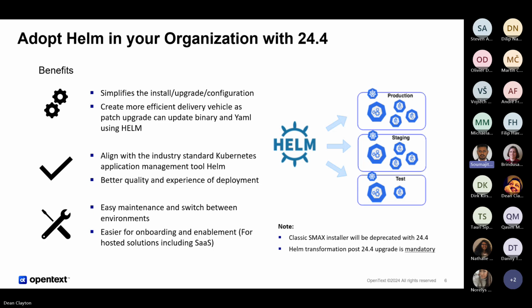When you move from any version lower than 24.4, the first thing you need to do is a classic update or classic upgrade to 24.4 and do a Helm transform. Once you have done the Helm transformation, going forward with 25.1, 25.2, you use Helm chart to do further updates. I hope that answered the question.